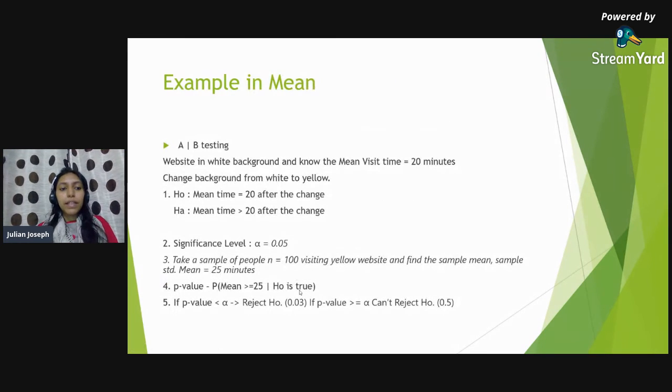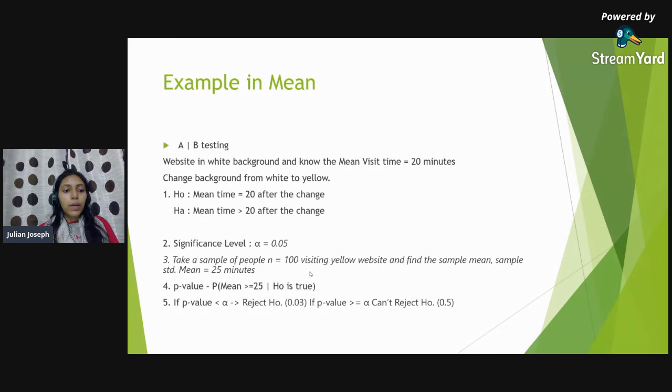Now let's take another example. Supposing I've created a website. Eventbrite was a registration website, right? It had a white background. Supposing I want to change the background from white to yellow, and I try to gather data on the mean visit time of the users who reach Eventbrite. Here, for example, the mean was 20 minutes. The null hypothesis says that even though I've changed the background color from white to yellow, the mean time would not change. And the alternate hypothesis is that the mean time would be greater than 20, because that's what is going to drive more business.